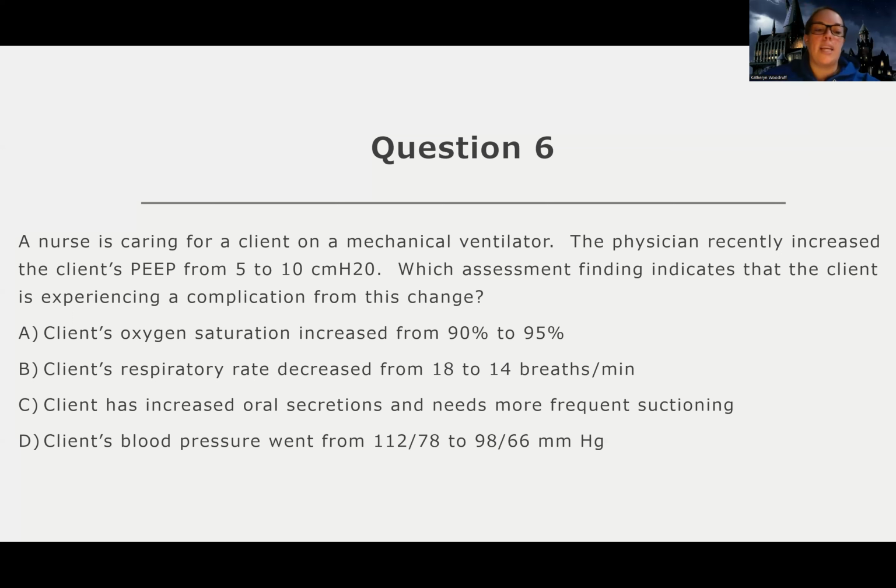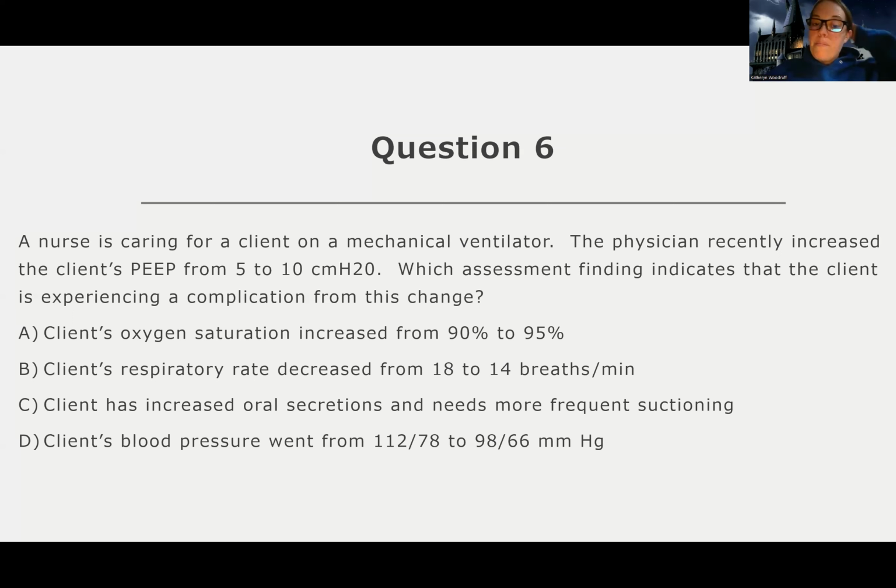So the last one is client's blood pressure went from 112/78 to 98/66 millimeters of mercury. So C and D sound like the only abnormal things. So I'd probably cross out A and B because both of those seem normal or maybe expected, like maybe a patient was breathing faster at 18 because they were in distress. And now that I've turned up their PEEP, it helps with oxygenation, then maybe they're breathing better.